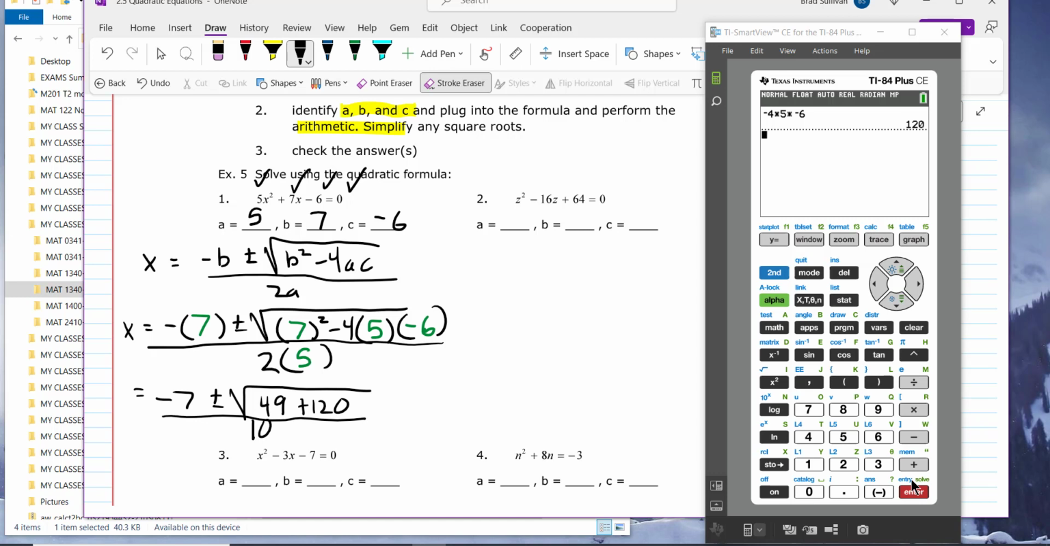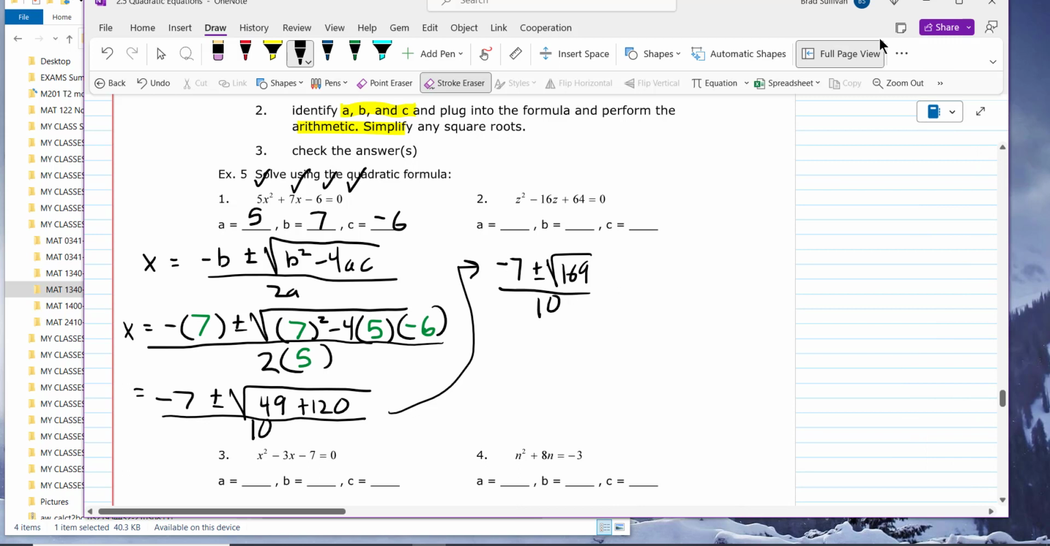Okay, now work out what's under the radical. So you're going to need to do 49 plus 120, which is 169. If you need to use your calculator, you can. So now you're going to have -7 plus or minus the square root of 169 all over 10.